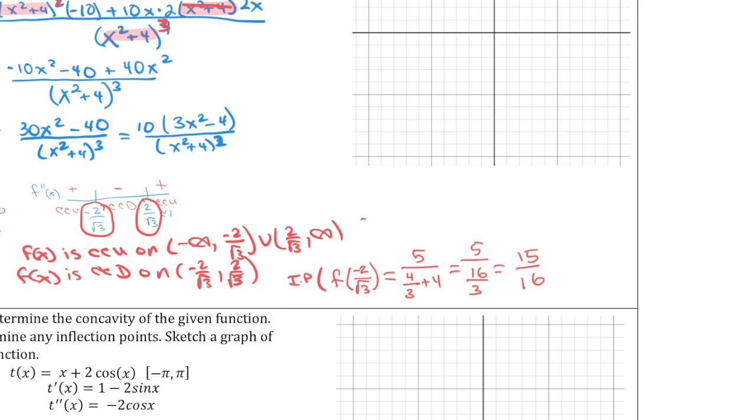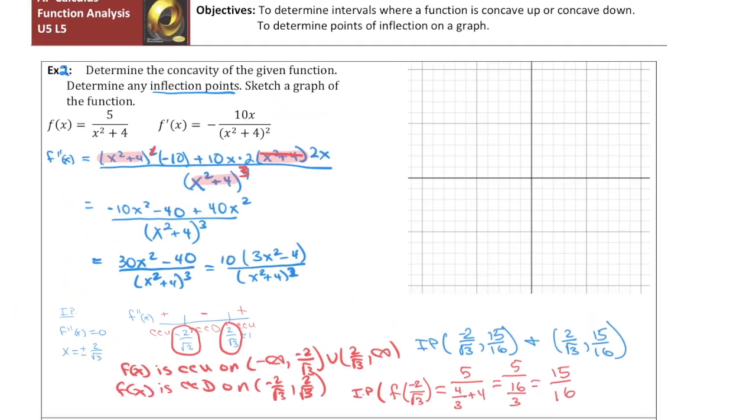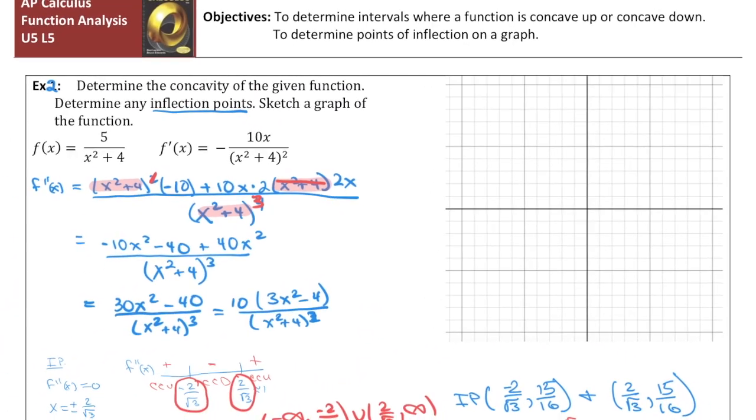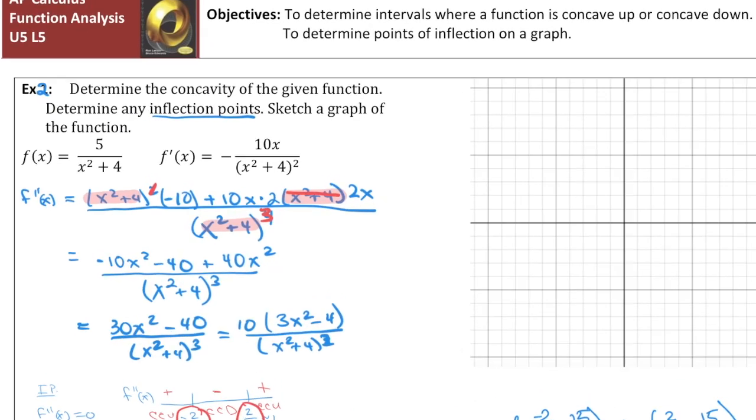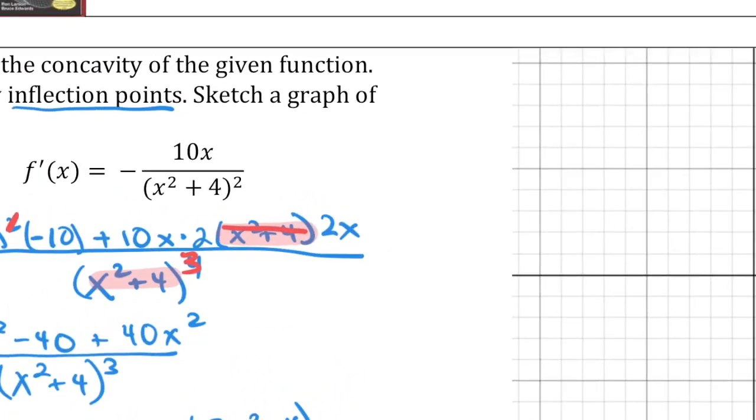Let's list them. Inflection point at negative 2 root 3, comma, 15 over 16. And the other one is going to be 2 over root 3, 15 over 16. And when you graph it, it looks pretty close to 1, 1. All right, now we have all the information about the second derivative. Let's talk about f of x.